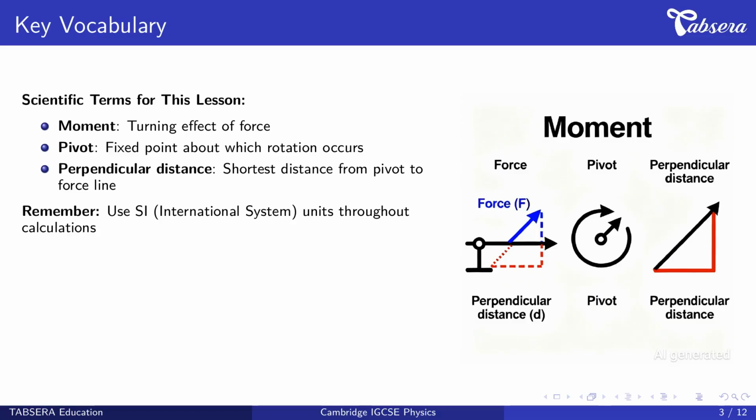Now let's define our key vocabulary. Each term is essential for understanding this lesson. First, moment, which means the turning effect of a force about a pivot point. Second, pivot, which means the fixed point about which rotation occurs, like a hinge on a door. Third, perpendicular distance, which means the shortest distance from the pivot to the line of action of the force. Understanding these terms precisely is crucial for solving moment problems and analysing rotating systems.